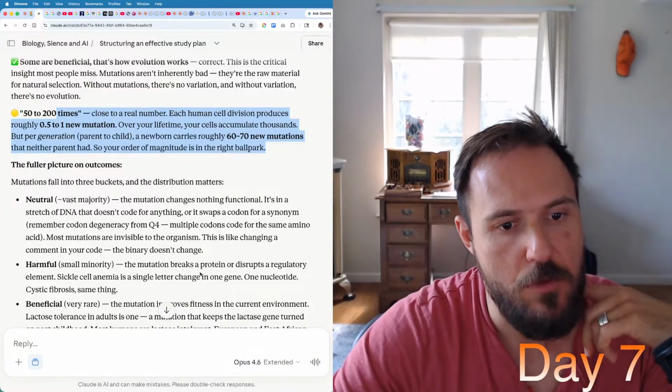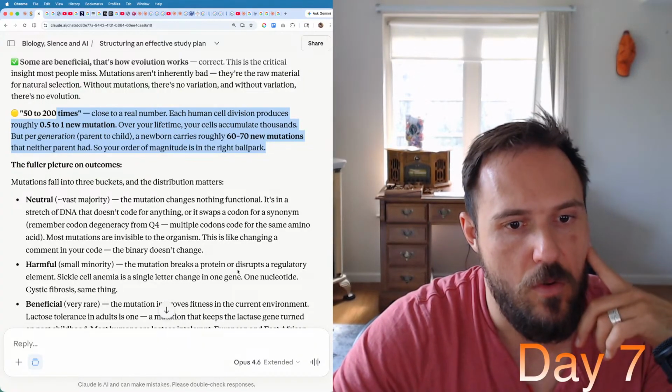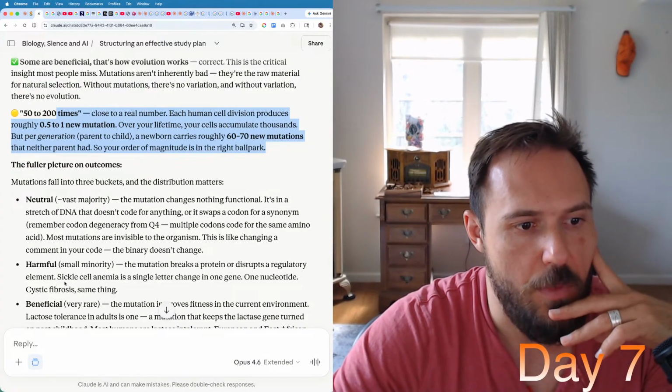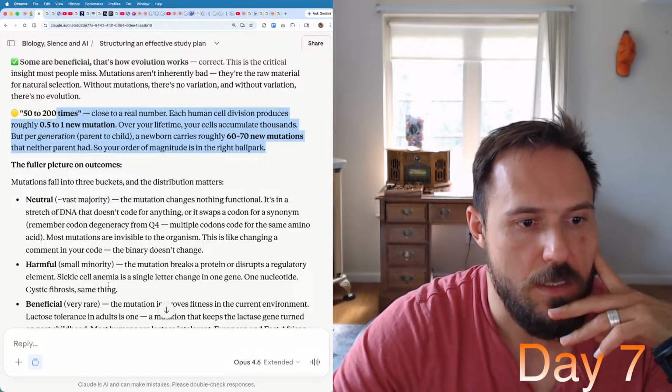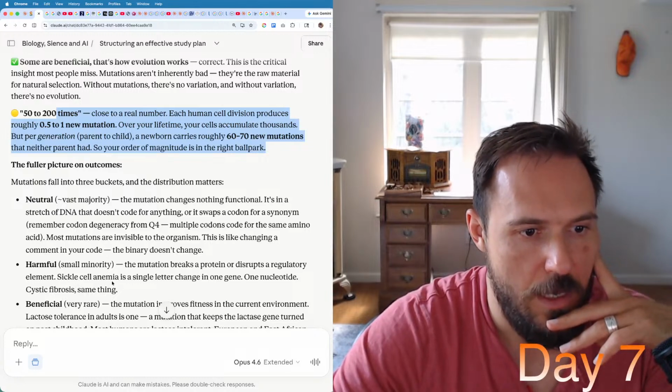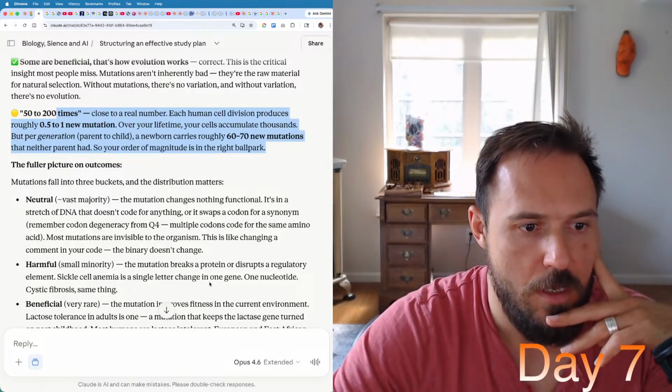Harmful, a small minority. The mutation breaks a protein or disrupts the regulatory elements. Sickle cell anemia is a single letter change in one gene, one nucleotide.